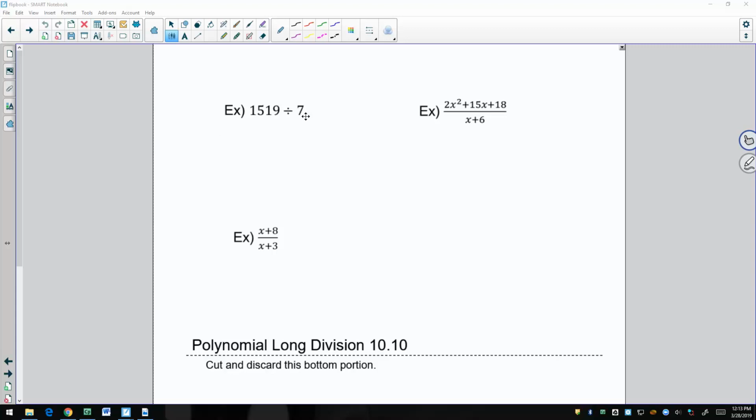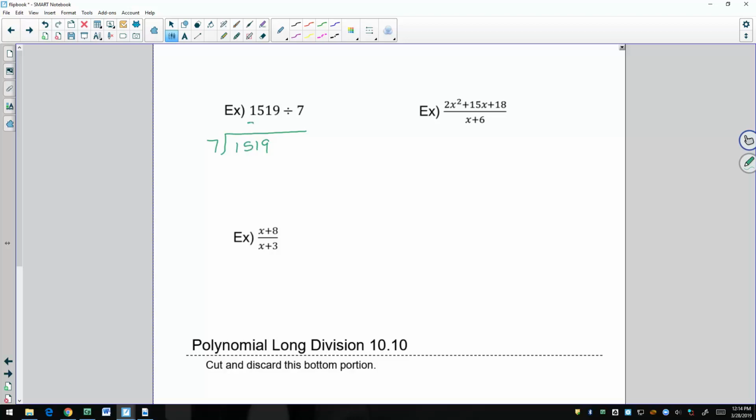The number you are dividing by goes out in front, and then the number you are dividing into goes underneath this little divisor symbol, like so. Then you're going to start by asking yourself, does 7 go into the number 1? No, it does not. So therefore, I'm going to look at the first two numbers. 7 goes into 15 how many times? It goes into 15 twice.